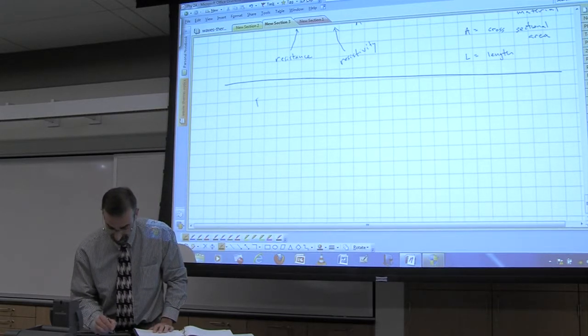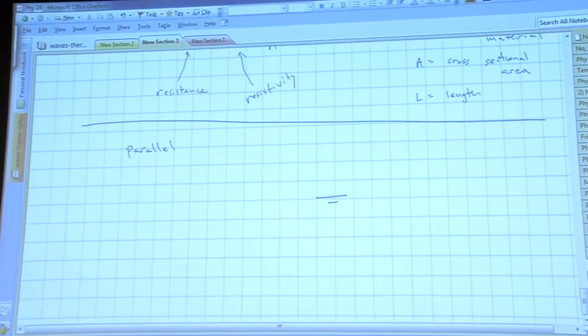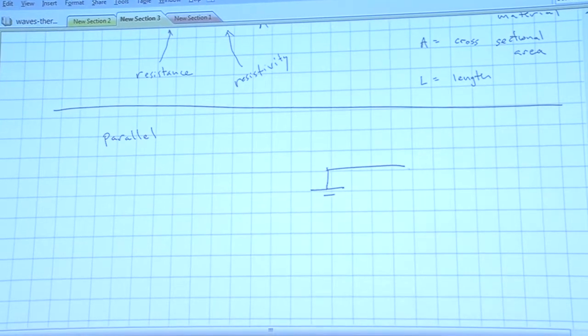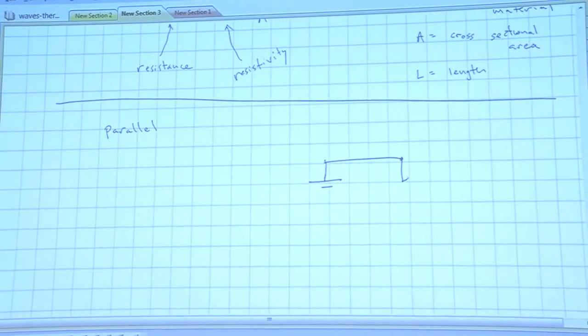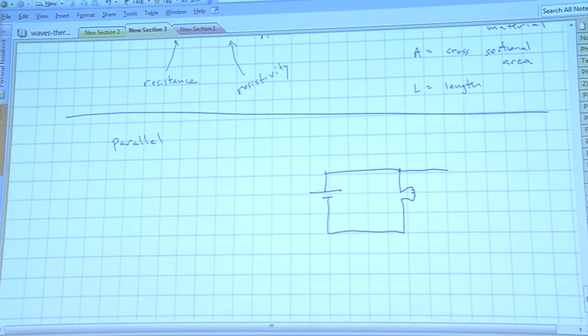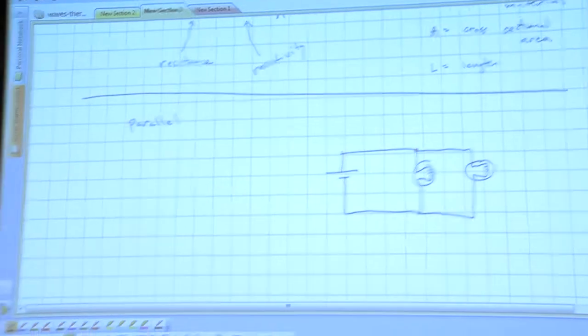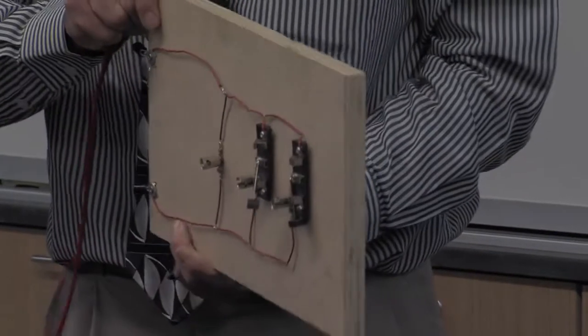So let's take a look at parallel resistors. So we've got a battery, and then the current has a choice. It can go through the first light bulb, or it can come over here and go through the second light bulb. Okay, so parallel.